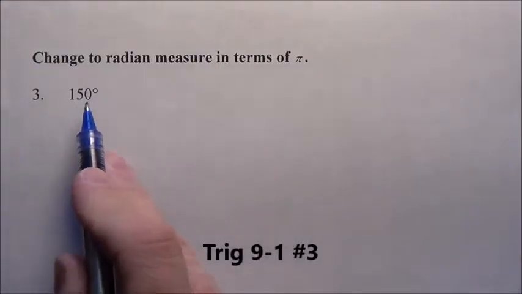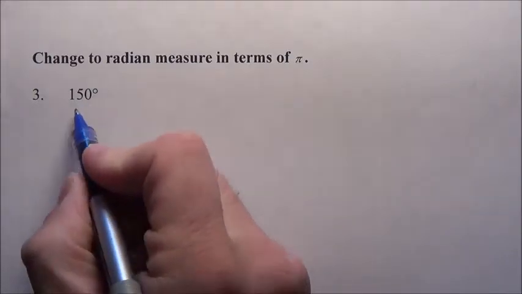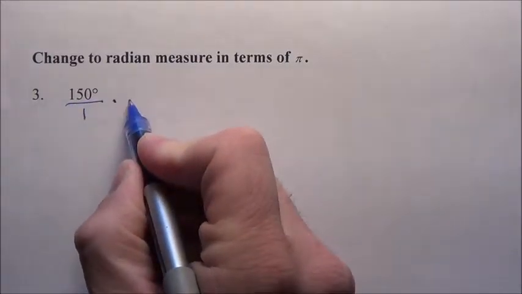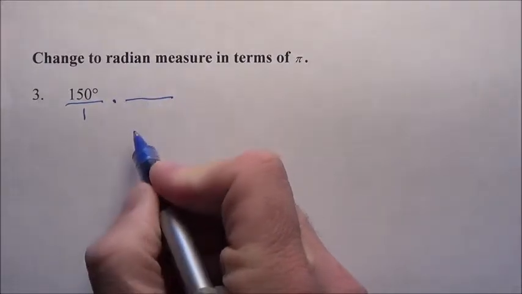Problem 3, it says change to radian measure in terms of pi. So we have 150 degrees. And what we're going to do is multiply it by some fraction to where the top and bottom are the same and are equal to one another.